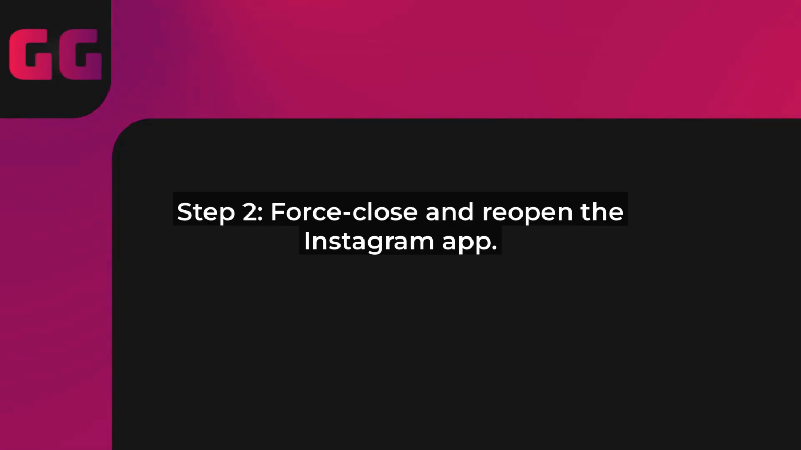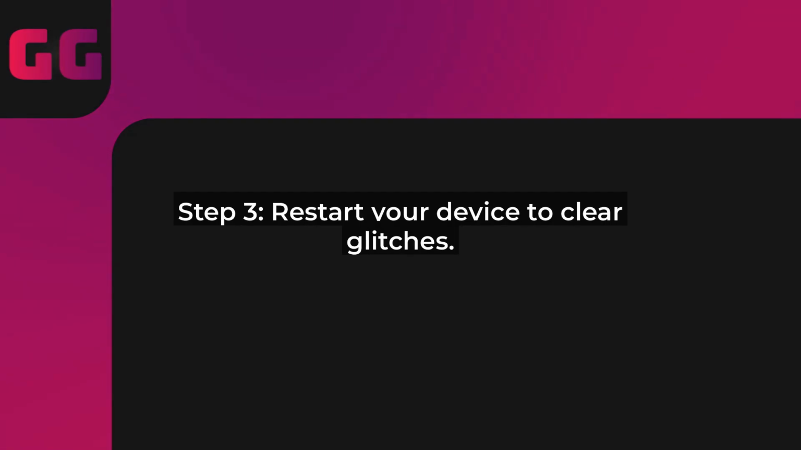Next, try force closing and reopening the Instagram app. On Android, swipe up from the bottom and close the app. On iOS, double-click the home button or swipe up to access the app switcher. This often clears temporary glitches. If that doesn't work, restart your entire device. A quick reboot can resolve many software bugs.